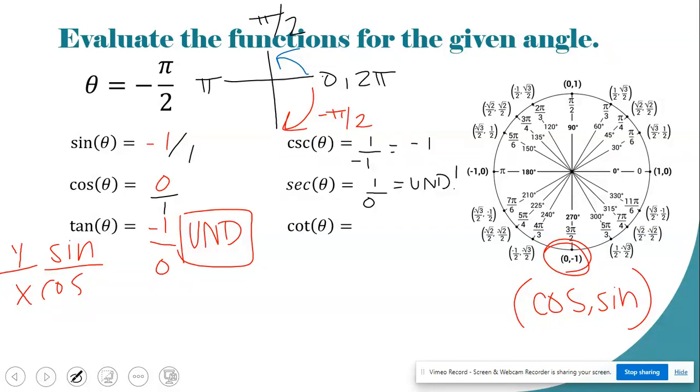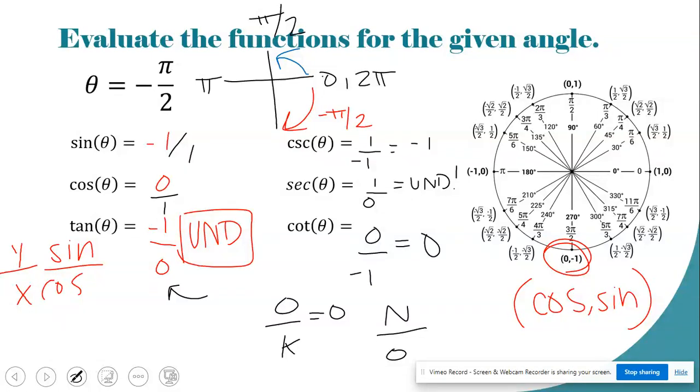And cotangent, don't try to reciprocate undefined. Go back to the last known value that we had and take 0 over -1. And it is okay to have 0 on top. That's just equal to 0. But you cannot divide by 0. So cotangent of -π/2 or cotangent of 3π/2 is equal to 0.